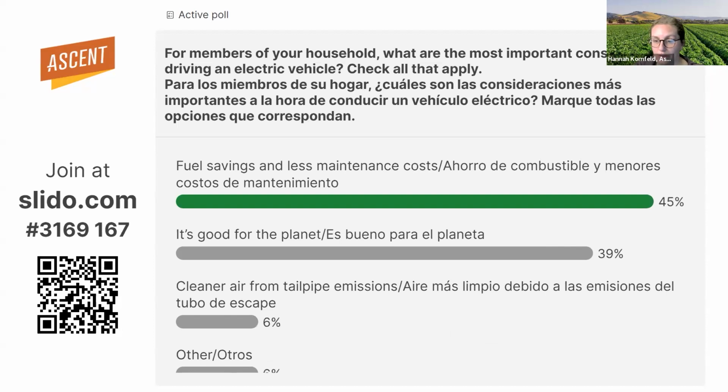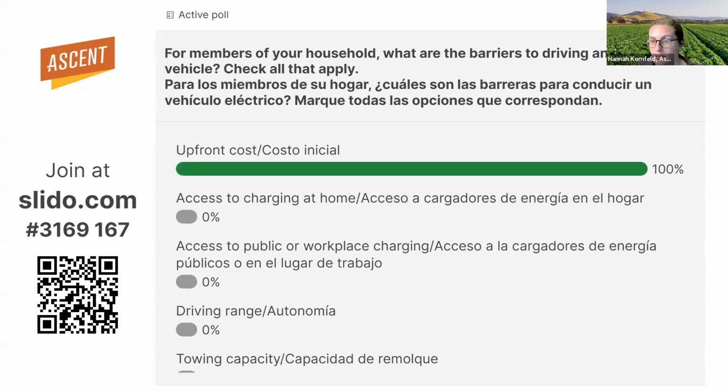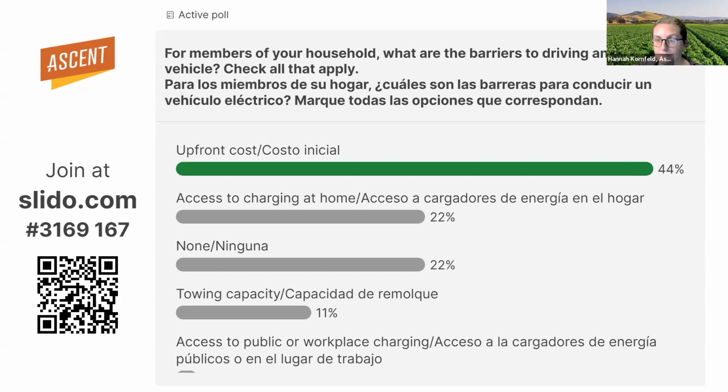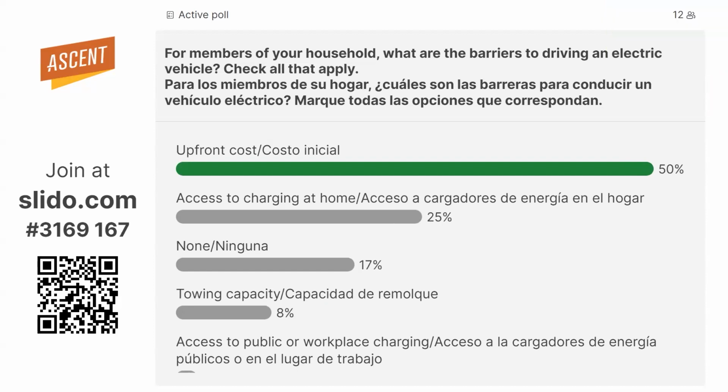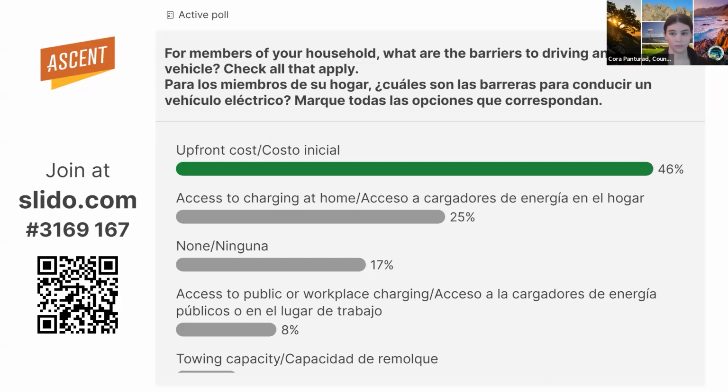All right, and the last poll for you is about the barriers. What are the barriers for members of your household to driving an electric vehicle? Hopefully you are able to check all that apply in this instance. Well, we'll ask you to select what is the biggest barrier to driving an electric vehicle for your household.